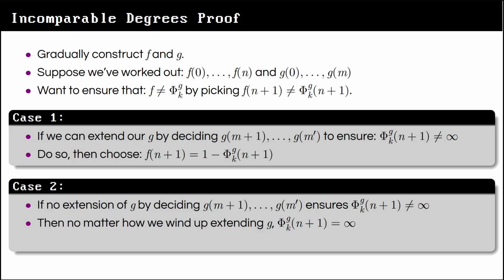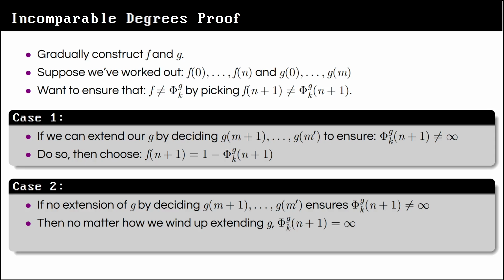In this case, no matter how we wind up extending our current partial g, our partial sequence, to a complete g, a complete function, the kth program with oracle g on input n plus 1 definitely won't output anything. And this is easy to see by contradiction.